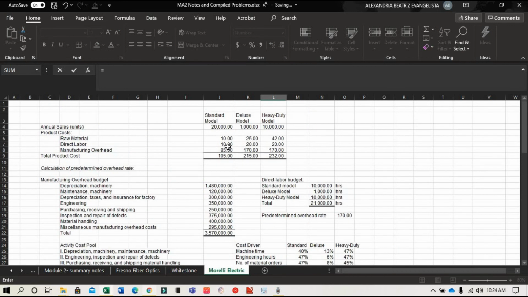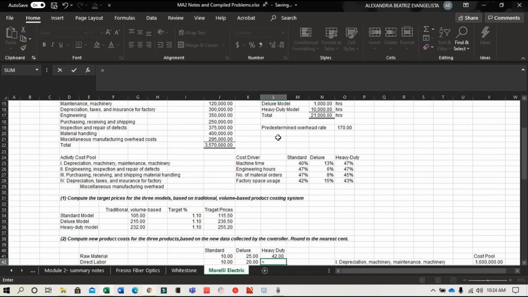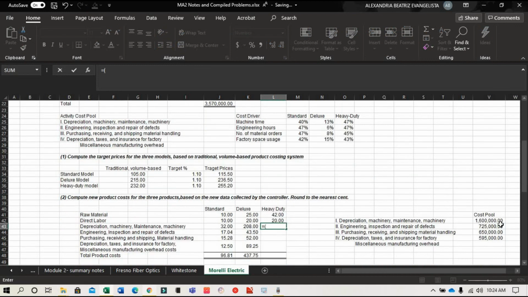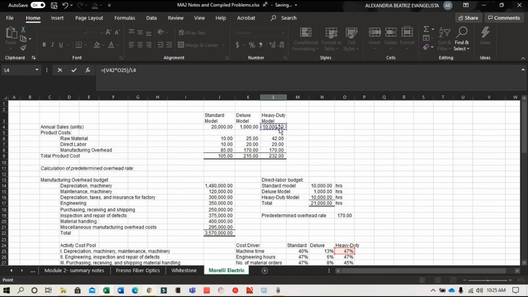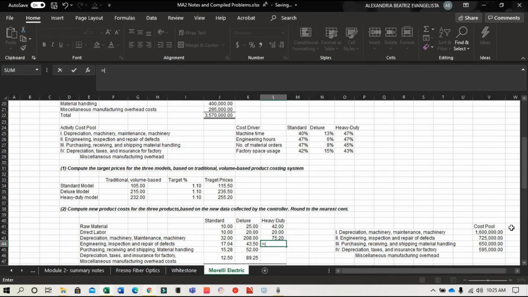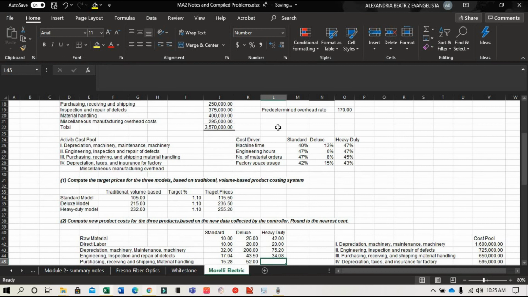So the raw materials for this one is 42 per unit. Direct labor is 20. Now let's solve for the first activity pool, that is 1,600,000 multiplied by 47 divided by 10,000 units. That would give us 75.20. For the second one, that is 725,000 multiplied by 47,000 divided by 10,000, that would give us 34.08.